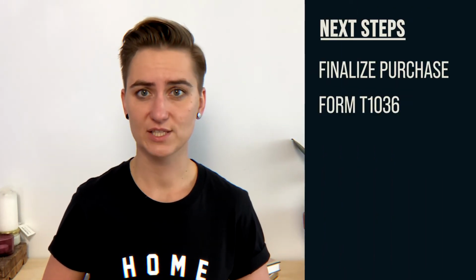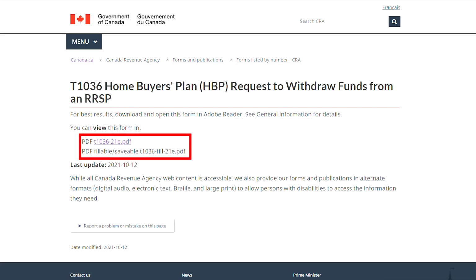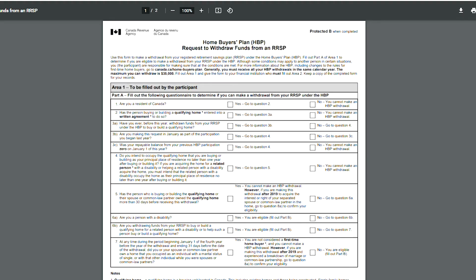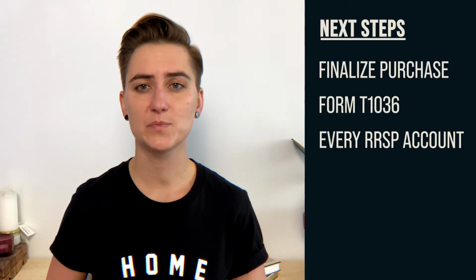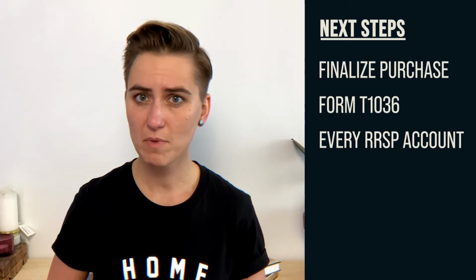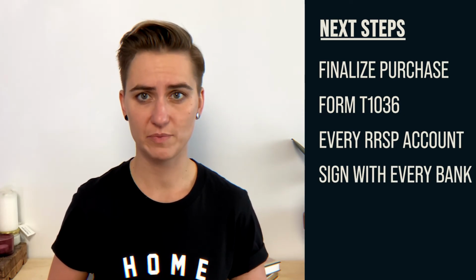Once the purchase is finalized and you are ready to withdraw money from your RRSP account, you need to fill out the T1036 form, which is a home buyer's plan request to withdraw funds. This form can be found on the Government of Canada website and can be printed out or filled out in the editable PDF file. This form needs to be filled out for every RRSP account you're planning to withdraw from and signed with every financial institution you had your RRSP accounts with.